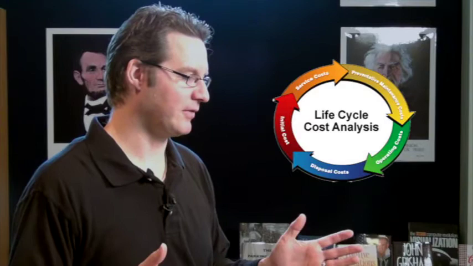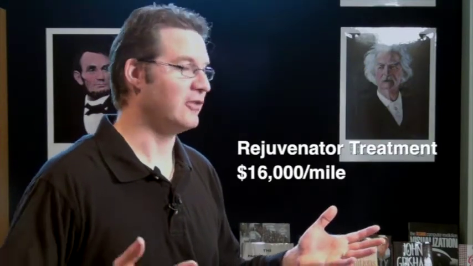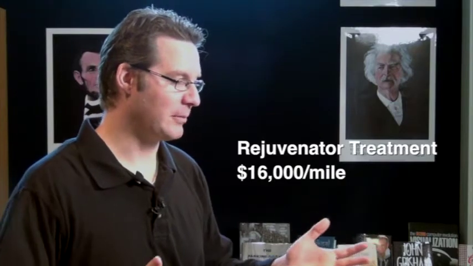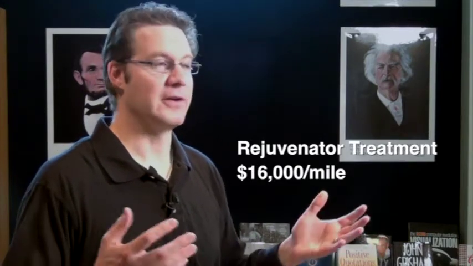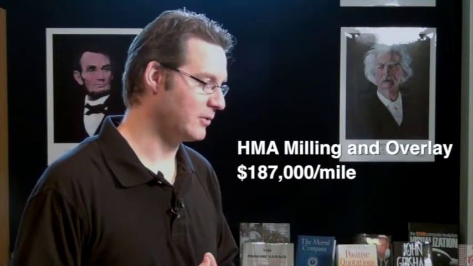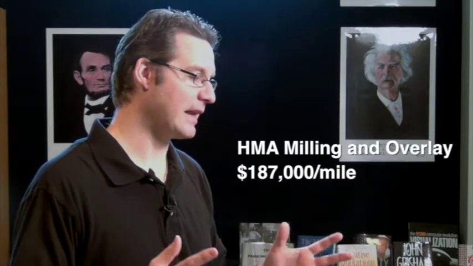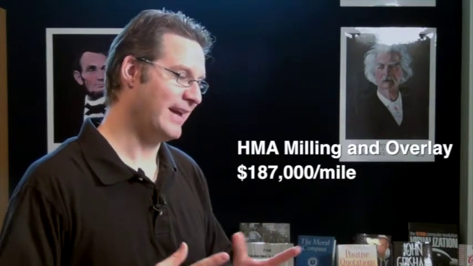So I go in and I look for how much something costs. I look at a rejuvenator treatment. And generally for the town of Avon, for the width of their roads, we've used about $16,000 a mile. There's chip and seal that we've used, that's $33,000 a mile. There's HMA milling and overlay, which generally costs around $187,000 a mile, and it lasts about 10 to 12 years.